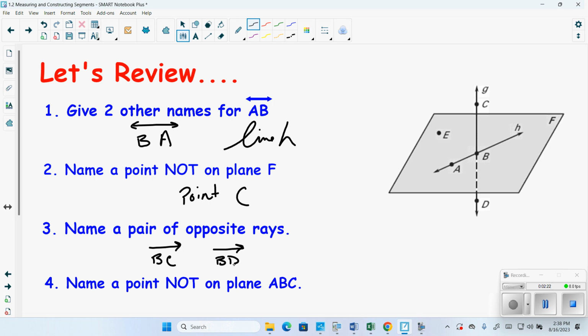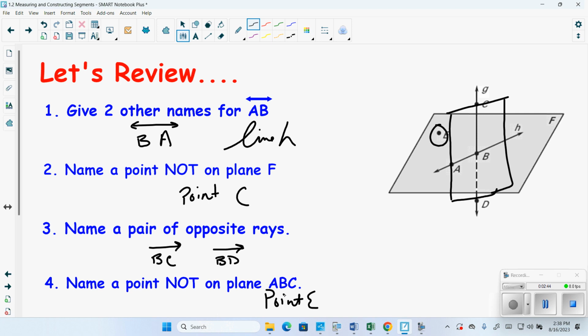Then it says name a point not on plane ABC. In the picture, you'll notice ABC isn't really a plane. It's this one going up and down here. And so the point that's not on that would be point E. So again, these are review questions from section 1.1.